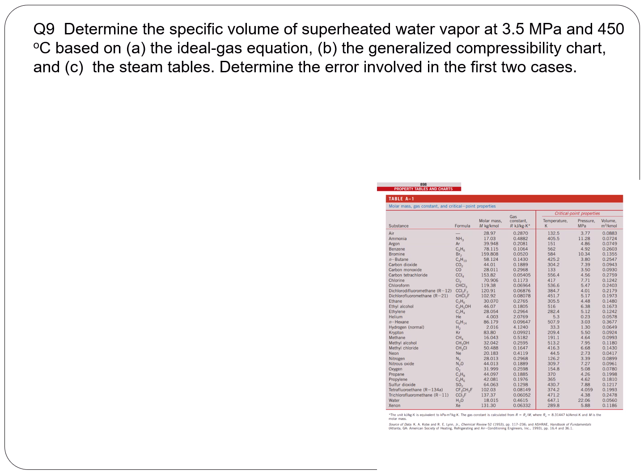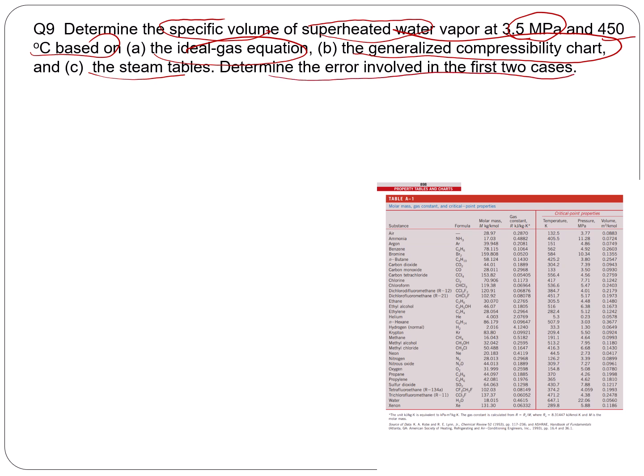Okay, this is the problem which you want to solve. So what's given here? You need to find the specific volume of superheated water vapor. The pressure is given as 3.5 megapascal, and the temperature is given as 450 degrees centigrade. Based on the ideal gas equation, the generalized compressibility chart, and the steam table, determine the error involved in the first two cases.